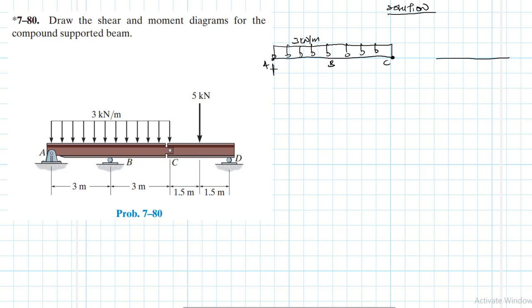At A we have a hinge. At C it is a pin. At A we have a hinge, so expect AY and AX. At B we have a roller, so just expect a BY. And then we have C there, we have D. We have a 5 kilonewtons load, and the lengths for this are as follows.